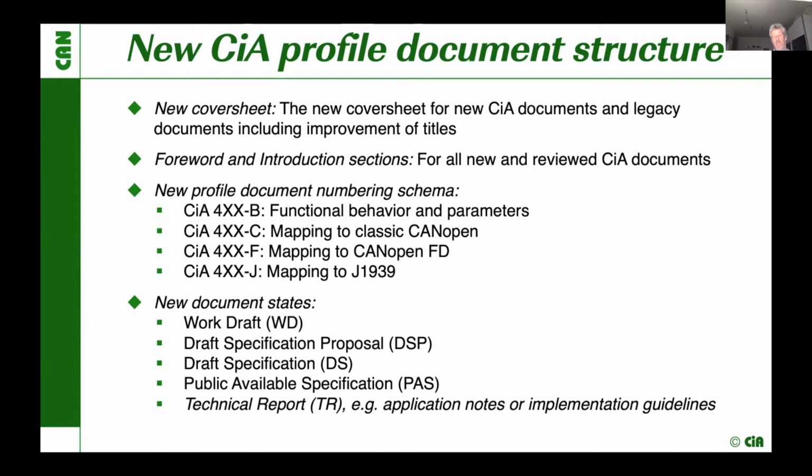We also have new document states. We have a work draft, and a work draft could be anything. When it is released for the first time internally in the CiA, it is called draft specification proposal. If this is also given to the outside as a subscription against a fee, then it is called draft specification. If the document is very mature, then we will release it as a publicly available specification free of charge. We also have technical reports, and some technical reports are also under the patronage of the CiA profile interest group. There are application notes or implementation guidelines.